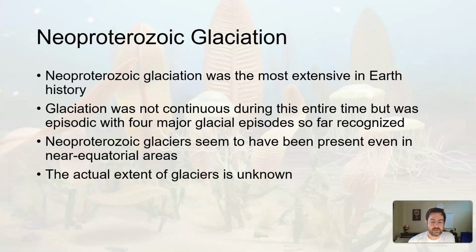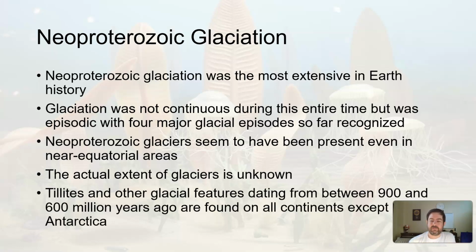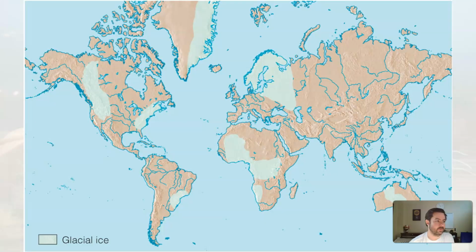The actual extent of glaciers is unknown. Again, this old of stuff, it's hard to put every piece together, but we do have tillites and other glacial features ranging from about 900 to about 600 million years old. And they're found on all continents except for Antarctica, at least what we can find on Antarctica right now. So this is the extent of, at least, the evidence we have now of Neoproterozoic glaciation. So we have evidence in all of these areas.